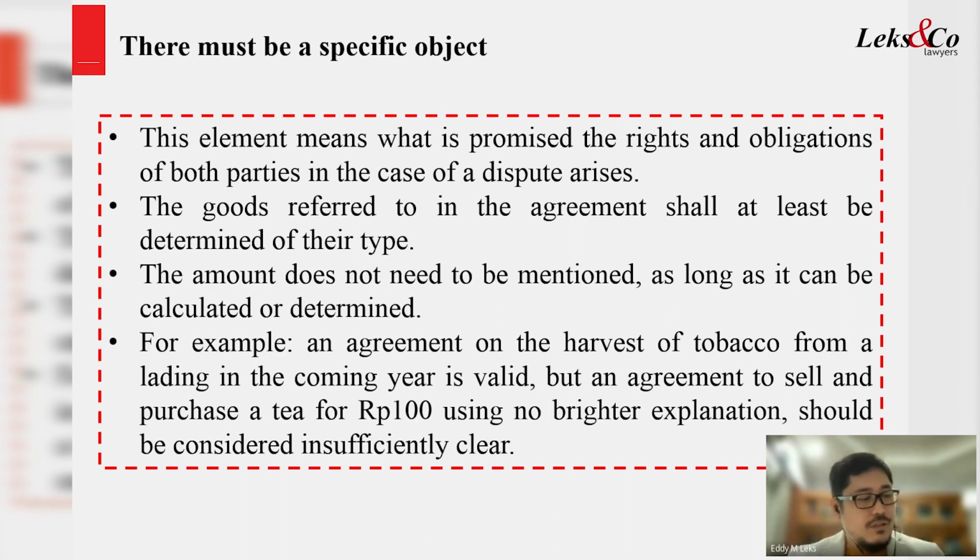So you can see it here. It's still around 1320. 1332, you see, hanya barang-barang yang dapat diperdagangkan saja dapat menjadi pokok perjanjian, of course. We cannot sell the road, right? We cannot sell the public road, because it's owned by the government, right? We cannot sell the beach, for example. You cannot own it, you cannot sell it, right? Maybe you can manage it.